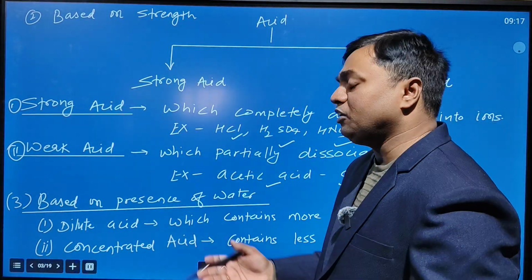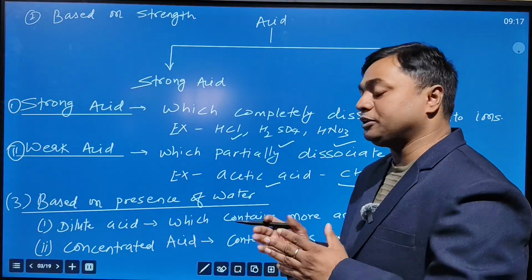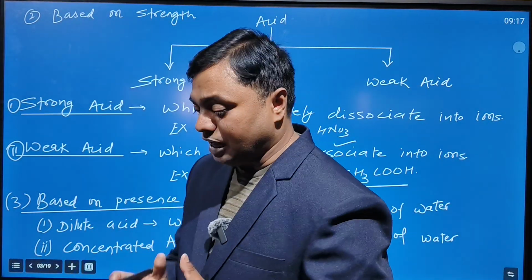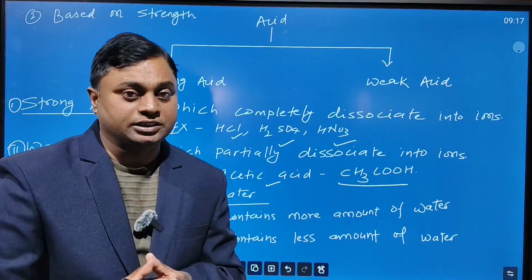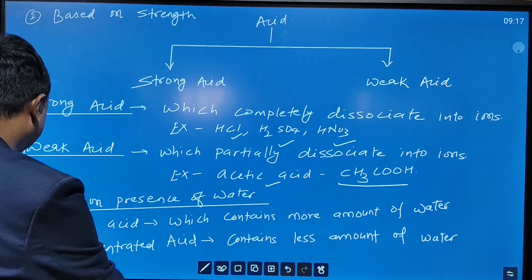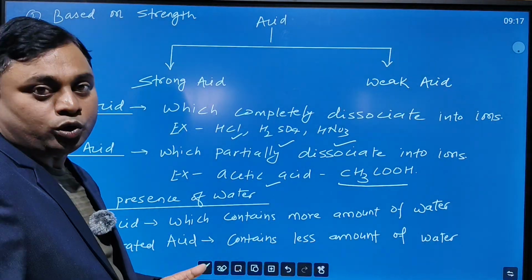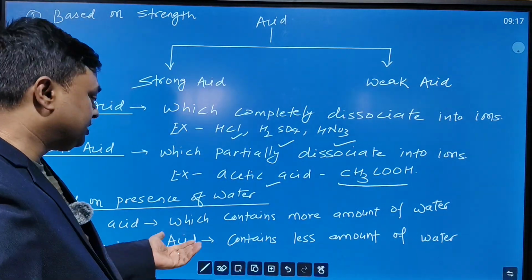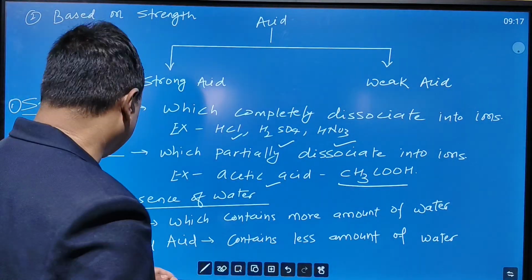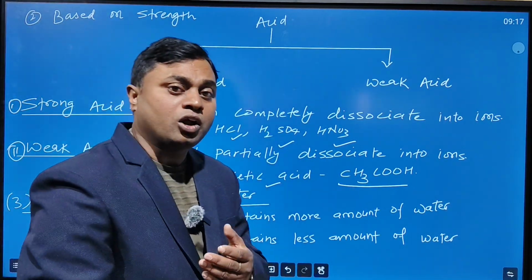Similarly, we have another classification based on the presence of water. We have dilute acid as well as concentrated acid. Dilute acids contain more amount of water. Concentrated acid means it contains less amount of water. Any acid can be dilute or concentrated.